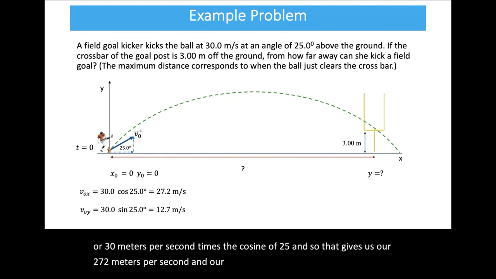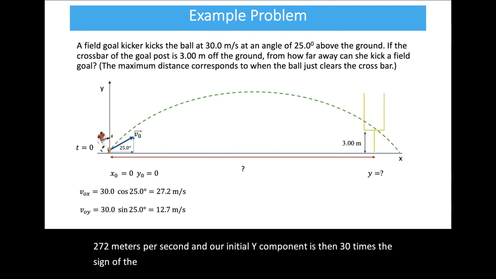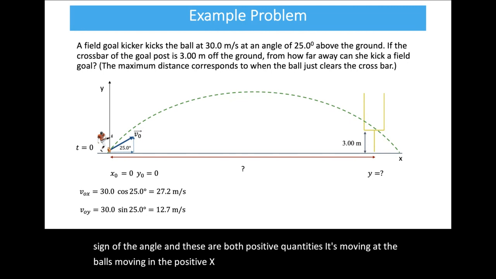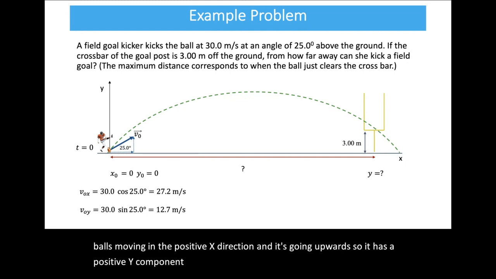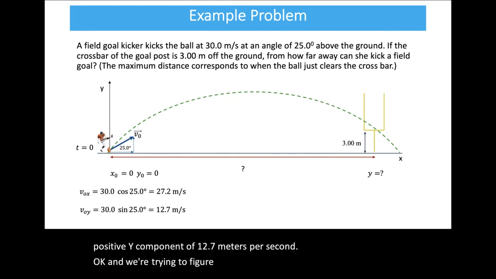And our initial y component is then 30 times the sine of the angle. These are both positive quantities. The ball's moving in the positive x direction and it's going upwards. So it has a positive y component of 12.7 meters per second. And we're trying to figure out that maximum distance. So that's our starting information at the starting point.